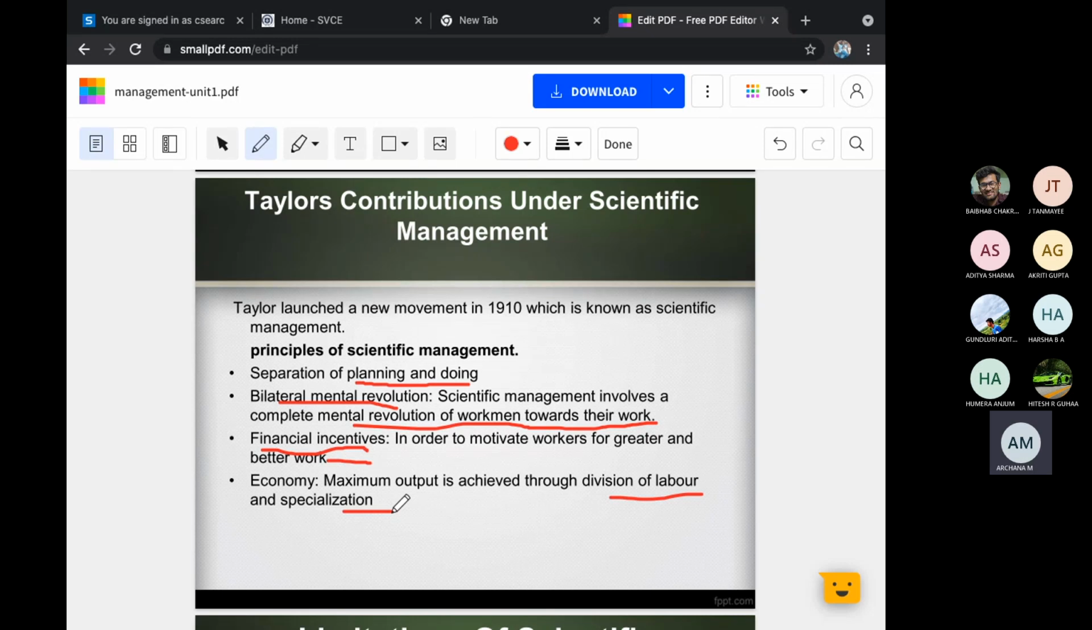Division of labor: divide the work into smaller tasks and give them to each and every person, so that you can complete the task in less time with more output. That is what division of labor is. Understood? And specialization, that is also important.